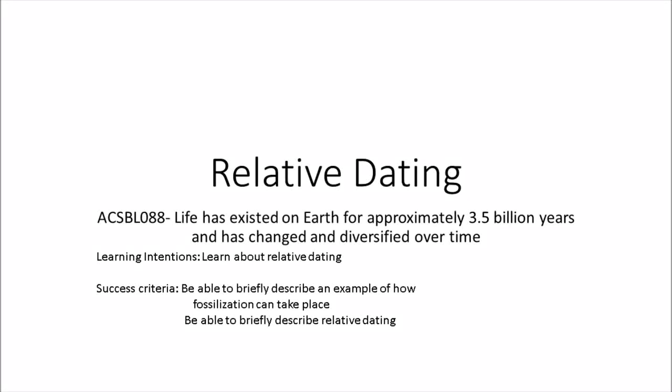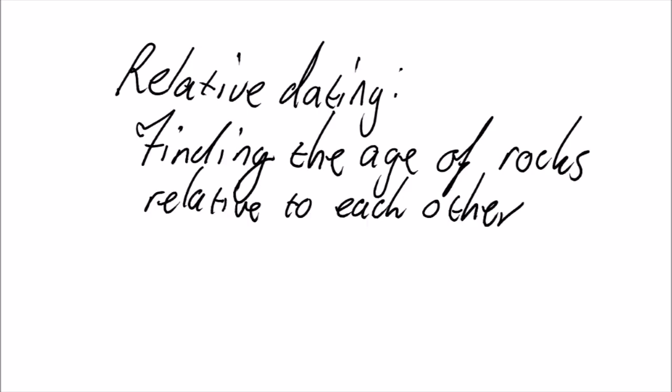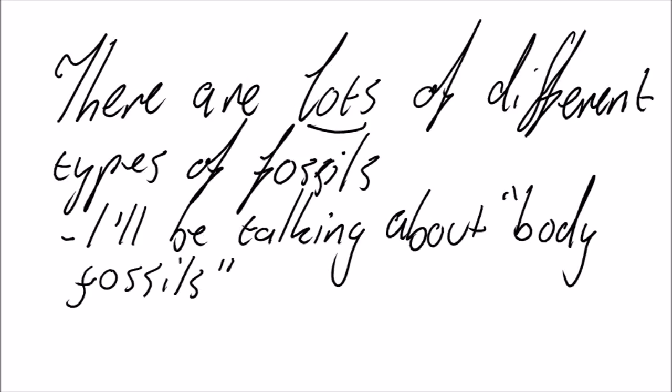So, relative dating is where we find the age of a rock relative to other rocks. There are a few different ways that this can be done, but I'm just going to be going through one of them. To understand relative dating in the context of fossils, we need to know a bit about how fossils are actually formed. Again, there are lots of different ways which fossils can be made, there are many different types of fossils, so I'm just going to stick with a couple of examples.